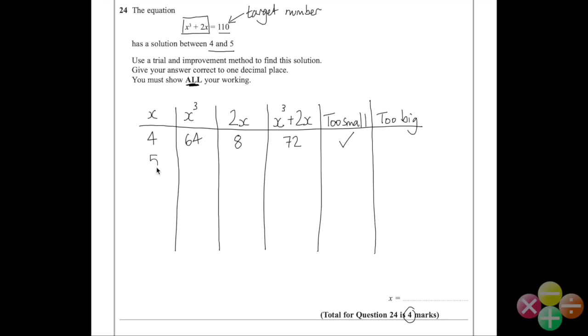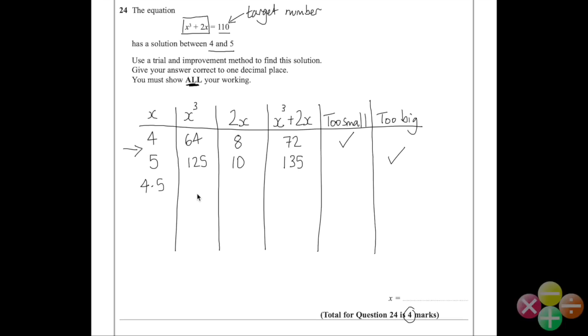Let's put in the value of 5. So 5 cubed is 125. 2 times 5 is 10. Add the two together and we get 135, which is too big. So we've shown here that the value lies between 4 and 5. Now, we know the value lies somewhere in there, so let's try halfway.